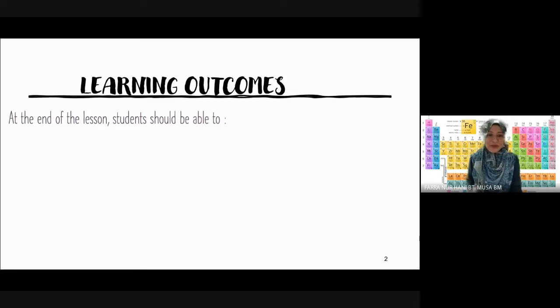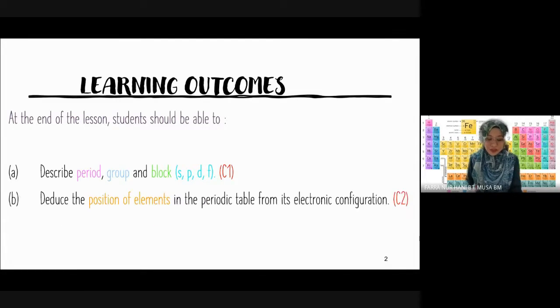Learning outcome for today's tutorial is to describe period, group and block, and then to deduce the position of an element in the periodic table from its electronic configuration. We have learned about electronic configuration in the previous topic.